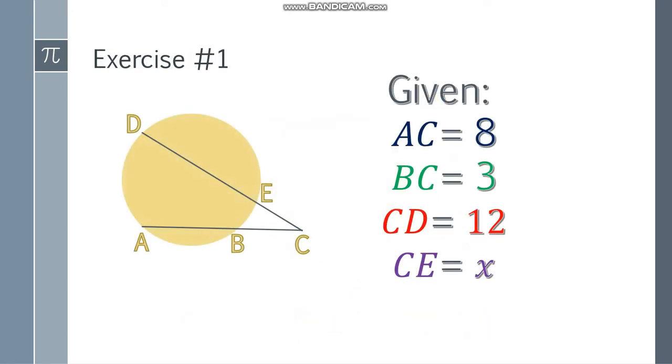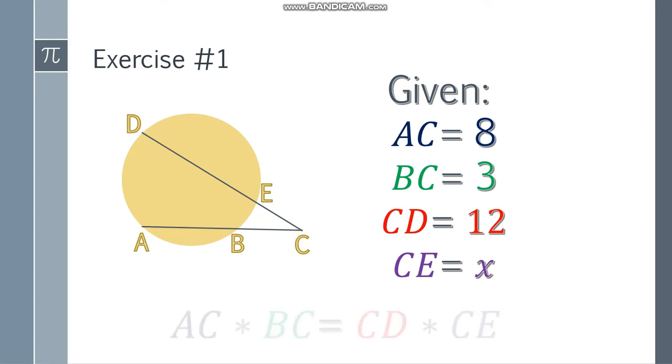Let's start with the examples. Example number 1, you have a given AC equal to 8. The whole secant is 8. And BC, the external segment, will be 3. And CD, the whole secant, this one, will be 12. And CE will be x, because that is our goal, to find the value of CE.